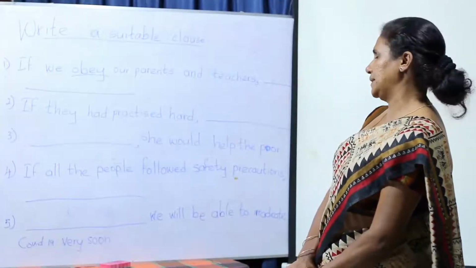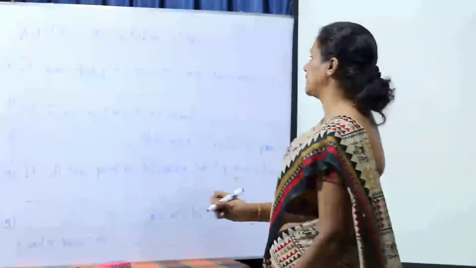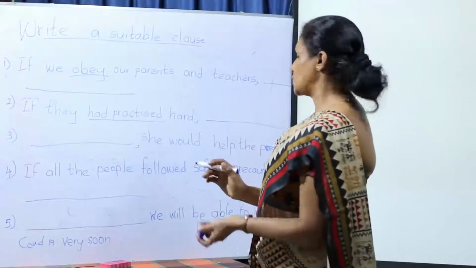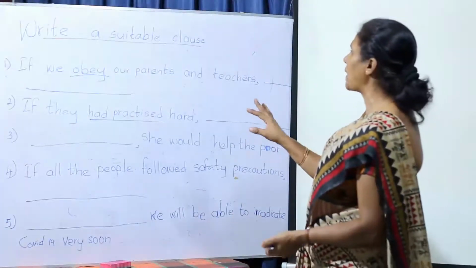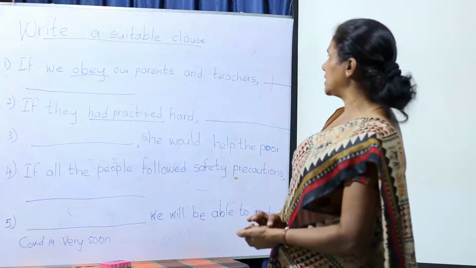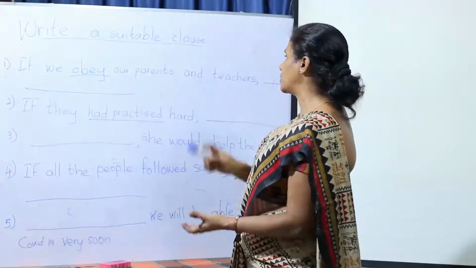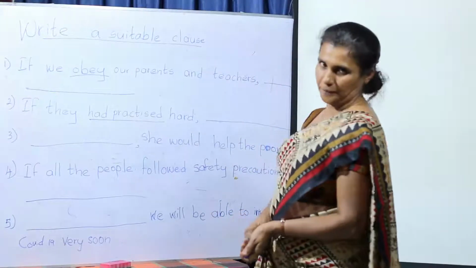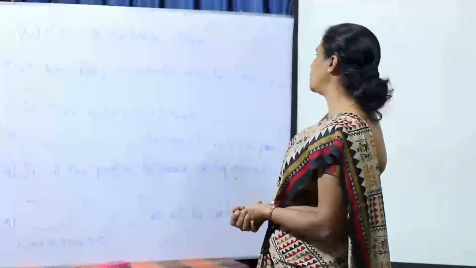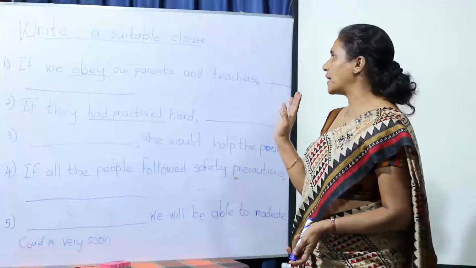So shall we go to the second sentence? If they had practiced hard. Again, if clause is given, and it is very clear. Now I am underlining the verb, so it is had practiced, so it shows the past perfect tense. So what is the type of if conditional clause here? It is very clear. If the past perfect is there in the if conditional clause, then it should be if type 3. Okay, so then the main clause should be either with would plus have plus past participle or could plus have plus past participle.